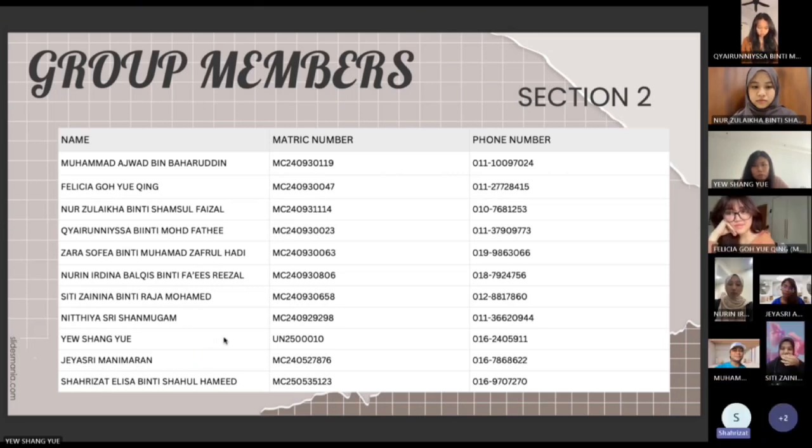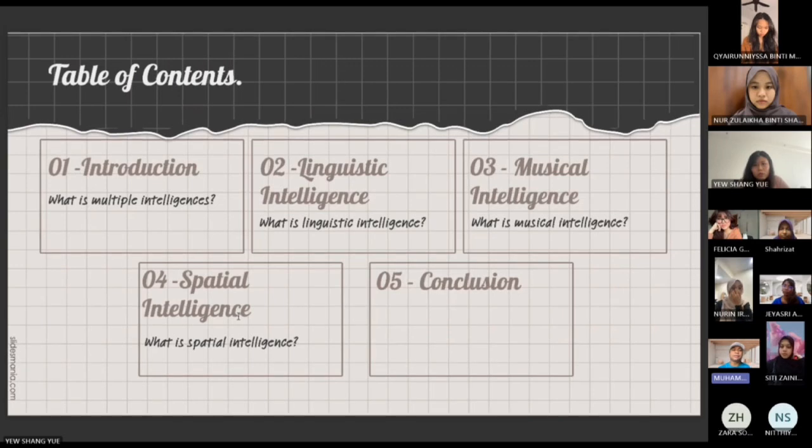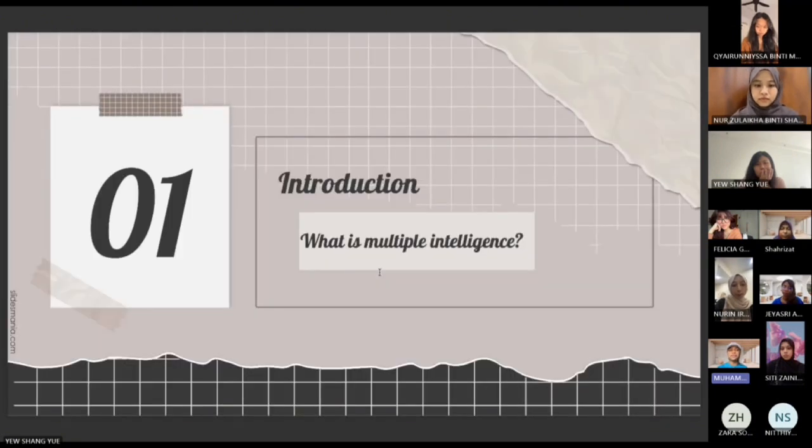And I'm Shariza Isa. So here is the table of contents, what we're going to go through in this presentation. First, we have the introduction, linguistic intelligence, musical intelligence, and spatial intelligence, and the last is the conclusion. So move on. So first is the introduction.